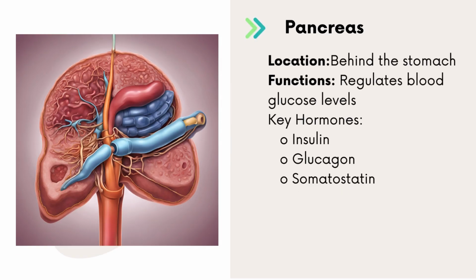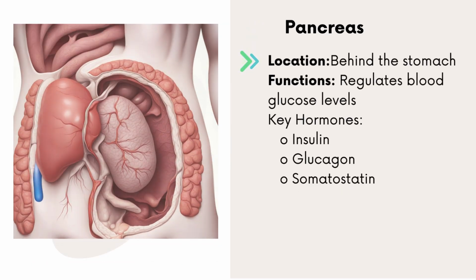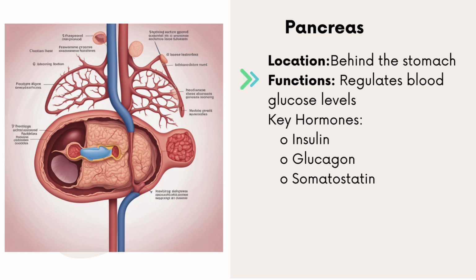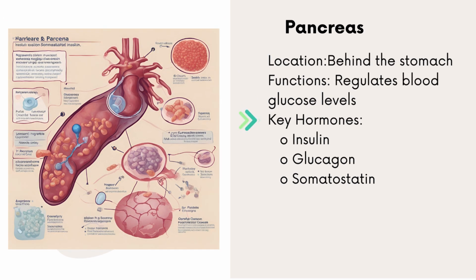6. Pancreas. Location: behind the stomach. Functions: regulates blood glucose levels. Key hormones: insulin, glucagon, somatostatin.